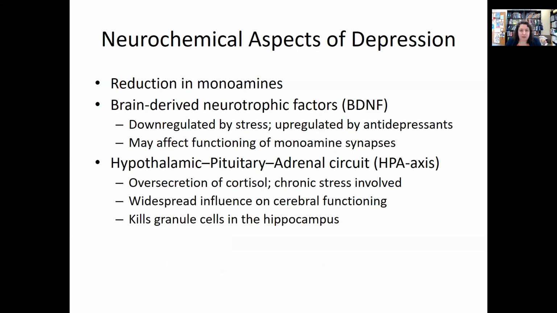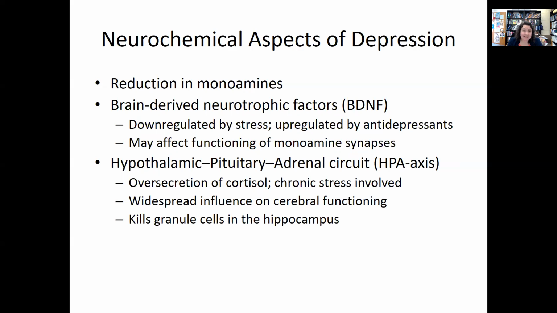Now, there's a lot of neurochemical aspects of depression. Depression is probably the disorder we have the most research about with this, mostly because, again, it's so common, unfortunately. So monoamines are a problem here. Brain-derived neurotrophic factors, or BDNF. These are related to stress. If you give a person antidepressant medication, it helps to regulate these. And in fact, some of these may relate to the problem with monoamines.